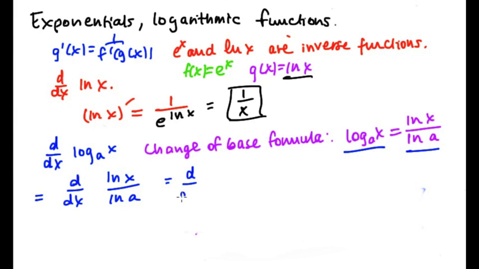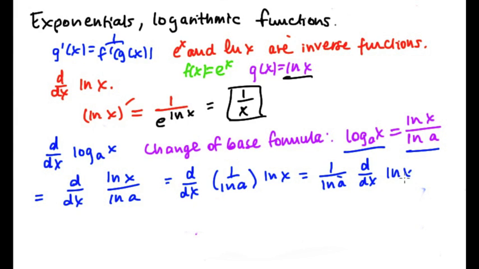We can take out a 1 over ln of a, because a is a constant, times ln of x. We can bring that out of the derivative because it's just a scalar, so we forget about the 1 over ln of a for now. What is the derivative of ln of x? Well, we just figured it out. It's 1 over x. So this is going to be equal to 1 over ln of a times 1 over x, which is equal to 1 over x times ln of a.